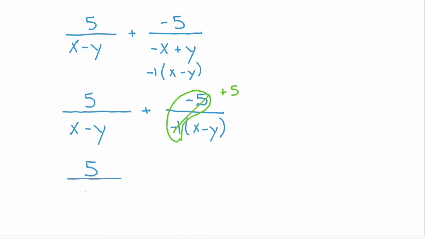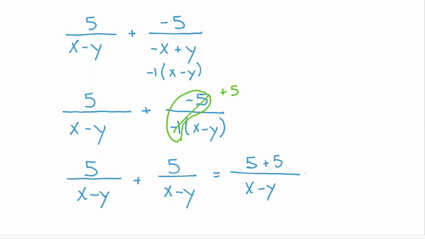So we have 5 over x minus y plus 5 over x minus y. Now that we have a common denominator, x minus y, we can add the numerators, 5 plus 5, and we get 10 over x minus y.